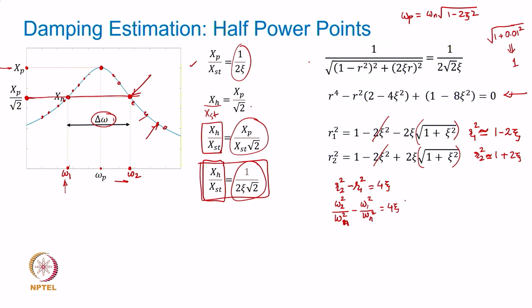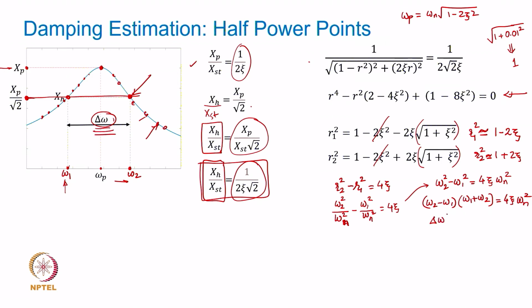Now, what do I do? I can write this expression as omega 2 square minus omega 1 square equal to 4 zeta omega n square, and I write this as omega 2 minus omega 1, and then I write here what? Omega 1 plus omega 2. I can write omega 2 plus omega 1 equal to 4 zeta omega n square. Now, as per my definition, what is this delta omega? Omega 2 minus omega 1.